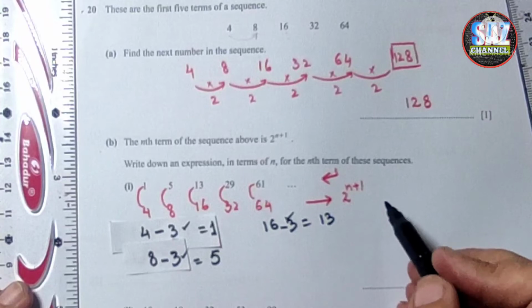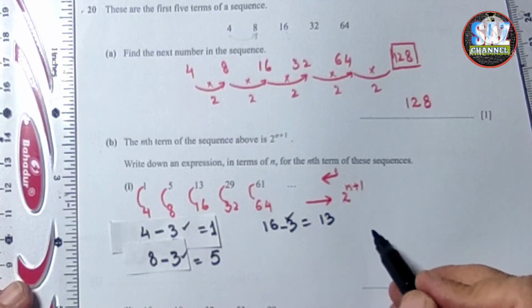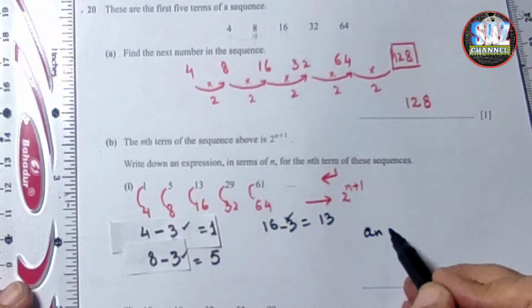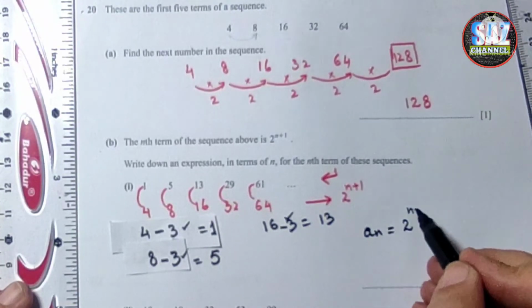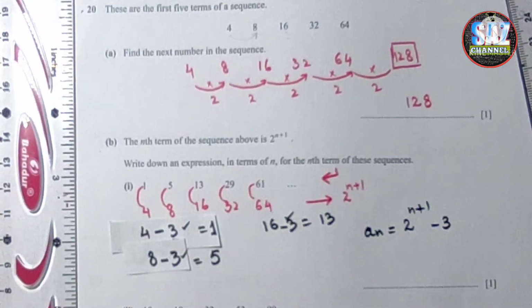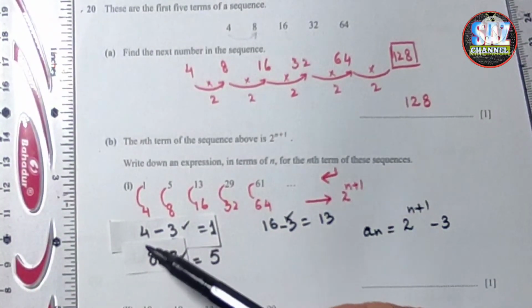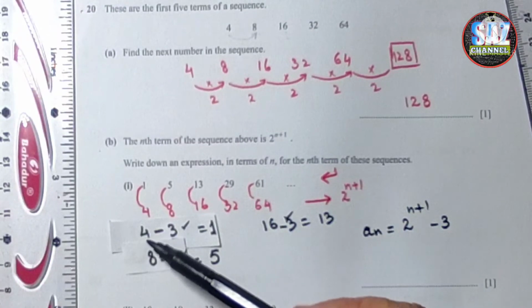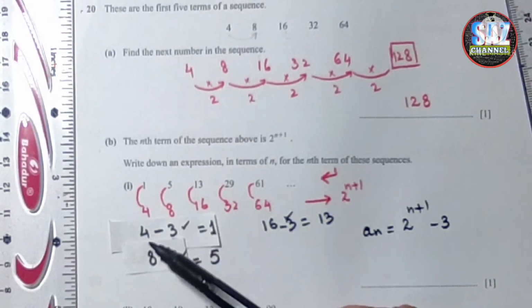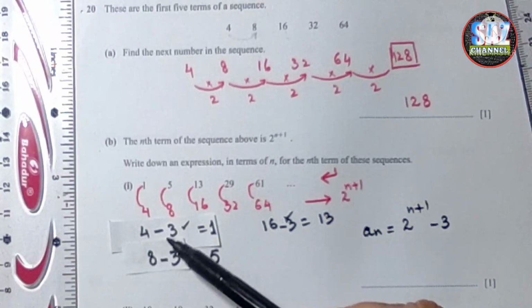So for this question, for the given sequence, the nth term will be 2 raised to power of n plus 1 minus 3. Observe the pattern carefully. The first term of the given starting sequence is 4, and the first term of the new sequence is 1. What should I do to get 1 from 4? I have to take away 3.